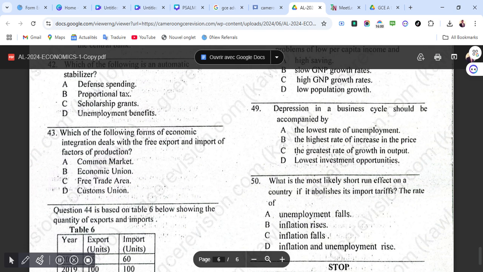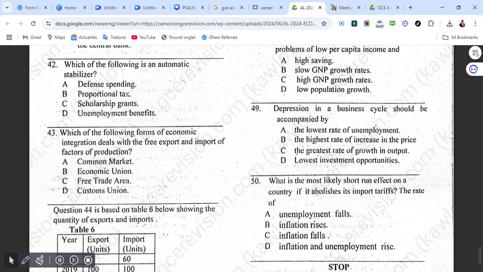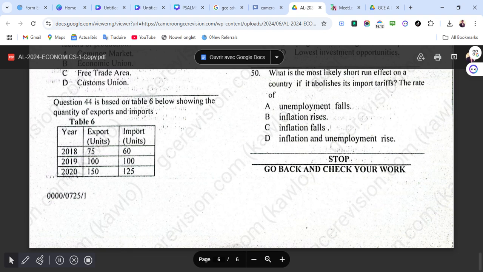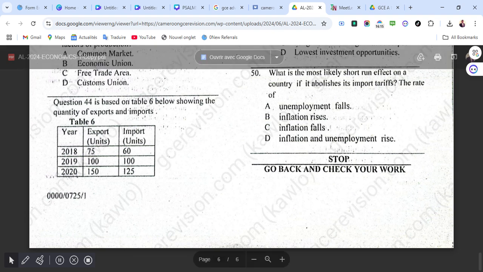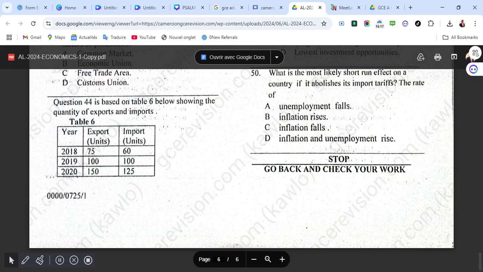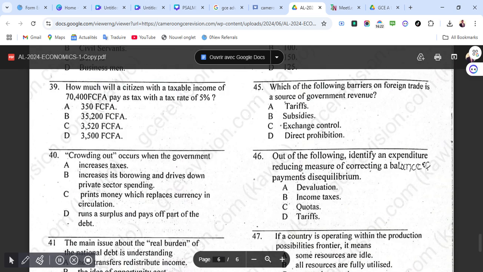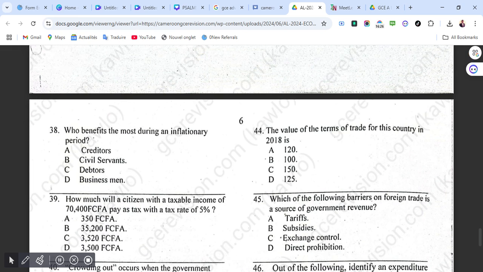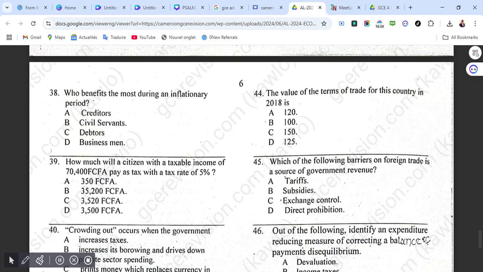Which of the following forms of economic integration deals with the free export and import of factors of production? The correct answer of 43 is A, common market. Question 44 is based on table C below, showing the quantity of exports and imports. So we have exports, we have imports, we have the years. Now the question says the value of the terms of trade for this country in 2018 is, the correct answer for 44 is D, which is 125.